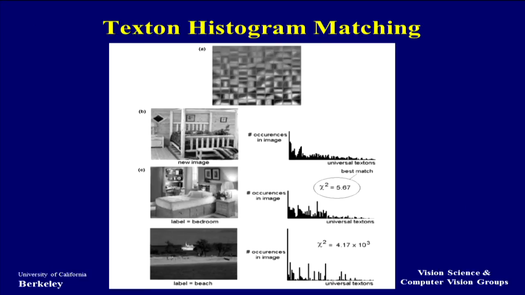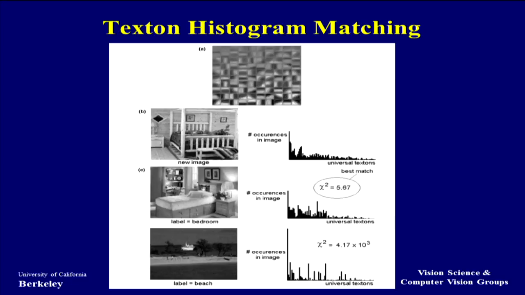So we are going to take all the images in our training set and compute a universal codebook, a histogram of these visual words. And then for every new image, you're going to use that codebook to compute a histogram for that image. So here is your universal set of textons. There are maybe 300 of them.